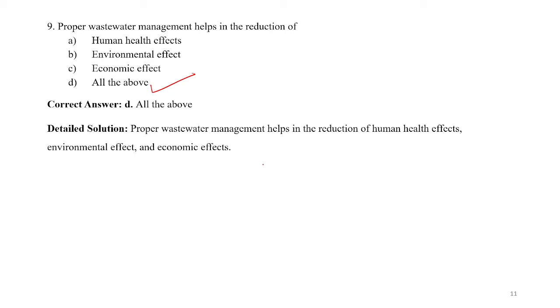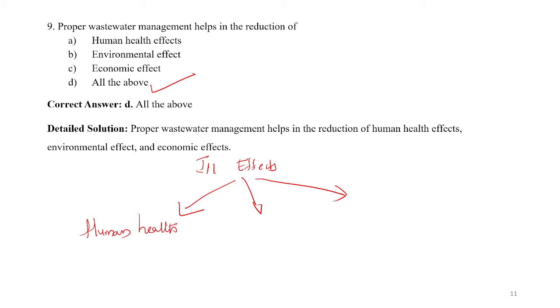Anybody wants to say anything? Okay, let's come back. Let us learn about what are the ill effects of improper wastewater management. There are three types of effects which you would have learned. First is human health effect. Second is environmental effect. Third is economic effect.